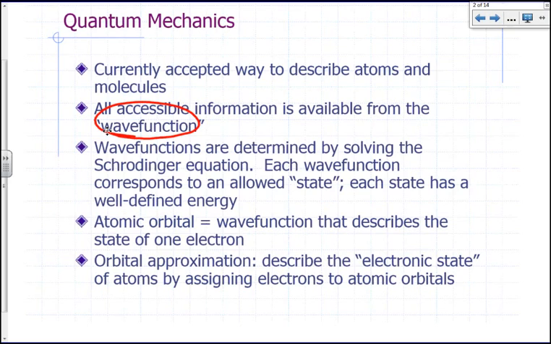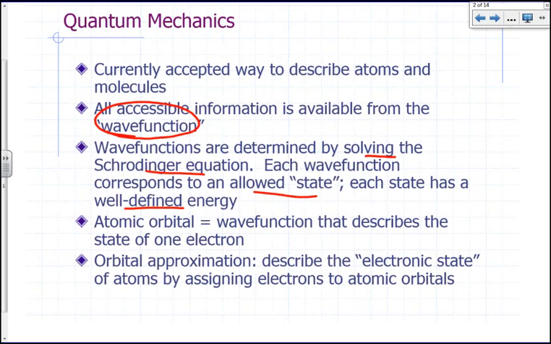Okay, and we talked about that when we dealt with atoms. These wave functions are determined by solving what's known as the Schrodinger equation. And so when you solve this Schrodinger equation, you get a series of wave functions that are allowed for a given atom or molecule. And so each one of those wave functions corresponds to what we would call an allowed state. Okay, an allowed state is characterized by a well-defined energy.